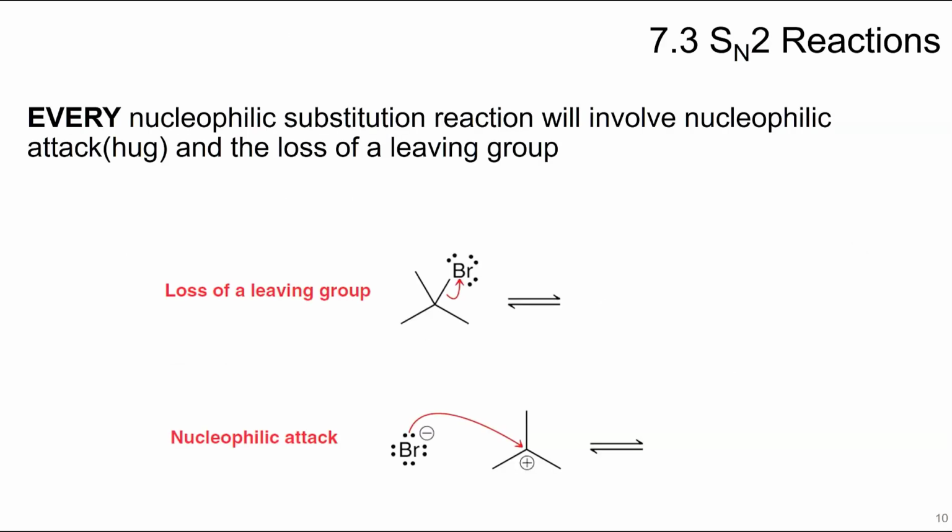Okay, so in an SN2 reaction, every nucleophilic substitution reaction, either SN1 or SN2, is going to involve a nucleophilic attack or hug and the loss of a leaving group. But it's not always going to happen in the same order or at the same time.